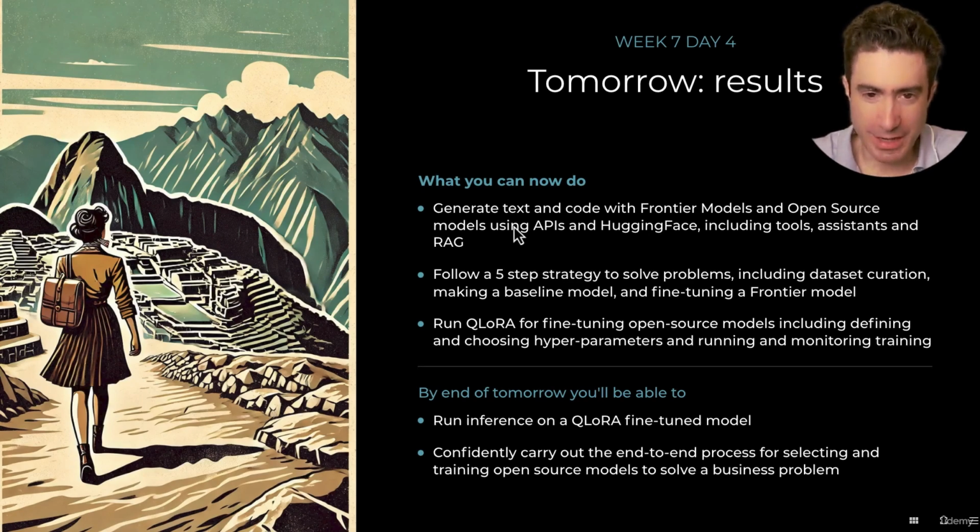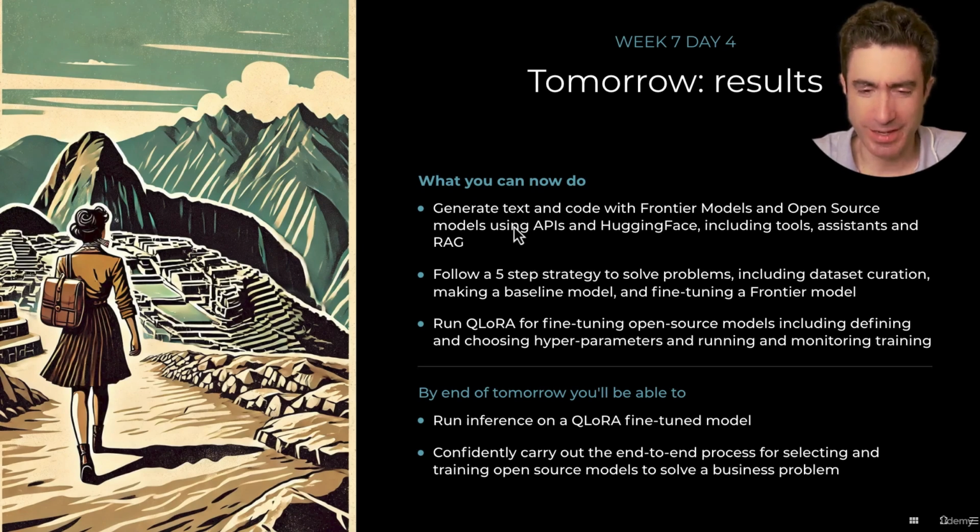And now you can run QLoRA fine-tuning for open source models, including defining and selecting your hyperparameters, and then you can run training and you can monitor training. And a great joy it is too. So tomorrow you will be able to run inference on a QLoRA fine-tuned model, which isn't as simple as it sounds because you can't just load it in. You have to know how to load in the base model and apply these QLoRA weights on top of it. But it's not that difficult. There are a couple of steps to it. And then, of course, we'll take a moment to look at the results.